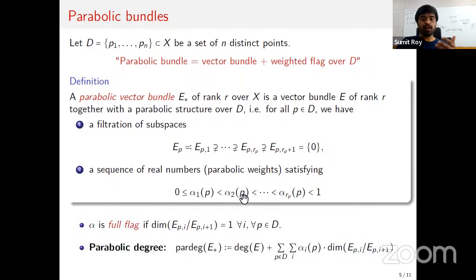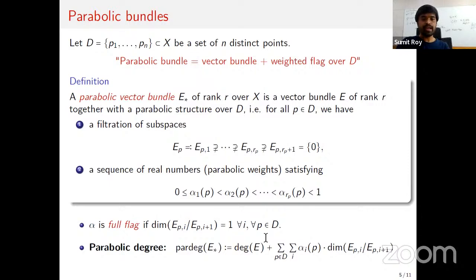And we say that α is a full flag, meaning that this sequence is full flag if the dimension of each subsequent quotient is equal to 1. So what does it mean? That for any rank r vector bundle, there are exactly r many subspaces. Okay, here. So this is for all points over D. So this is called full flag. So we will consider the full flag throughout this talk.